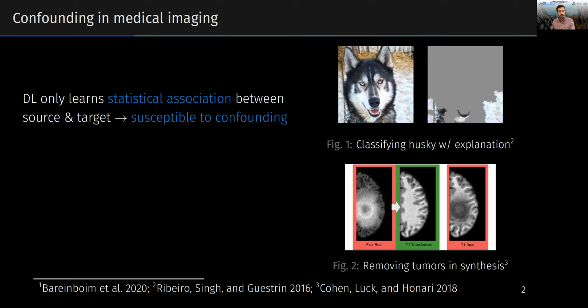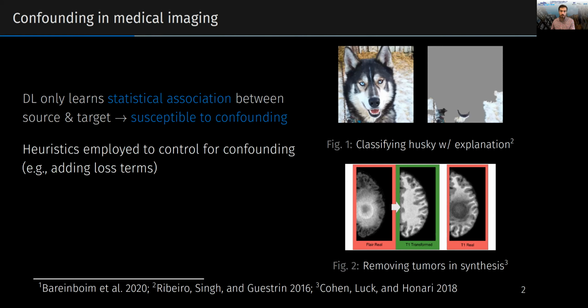In the first example, there's input to the network, a picture of a husky, and the explanation for classifying the image as a husky shows that it's not looking at the husky, but the background, which is snow, a spurious correlation in the training data. A medical image related example is shown below, where a CycleGAN learns to remove a tumor in an image-to-image translation task, again because of a spurious correlation in the training data.